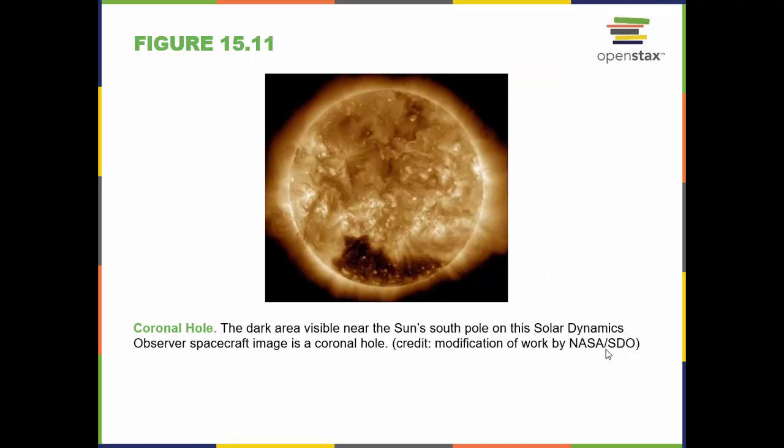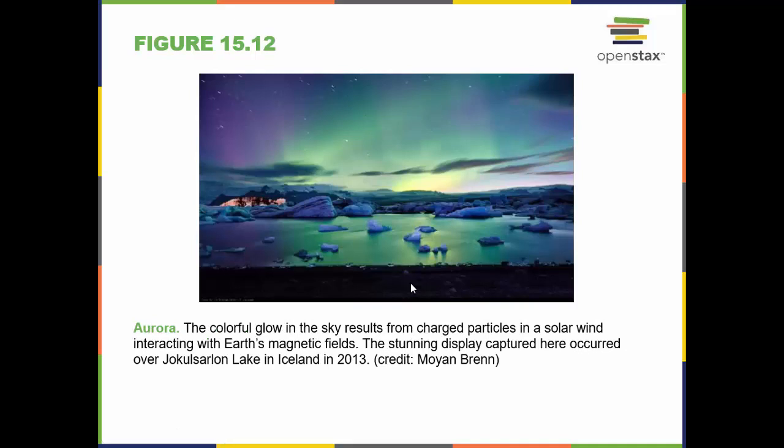We find that there's a coronal hole, and this is a dark area that's visible at the sun's south pole on the Solar Dynamics Observatory spacecraft, and we can see a picture of this. So that's this dark region down at the South Pole. The sun shoots off these hot gases, which are highly charged particles that are moving pretty fast, and they come down to the Earth.